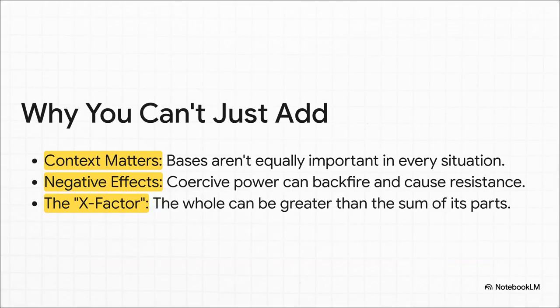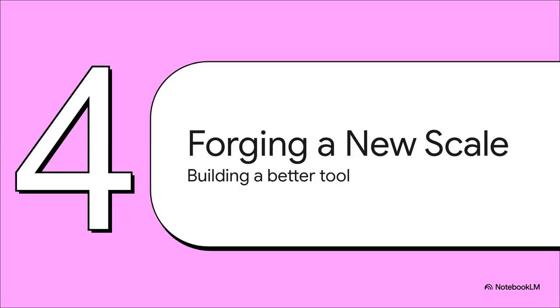So why doesn't the simple math work? Well, a few reasons. First, context is everything. A CEO's legitimate power just isn't the same as a brilliant scientist's expert power. They aren't interchangeable units. Second, some power can actually backfire. Use too much coercive power, threats, and you don't get compliance, you get resistance. And finally, there's this X factor, the idea that our brains don't just use a checklist. Maybe, just maybe, the whole is greater than the sum of its parts. So, if the old tool is broken, what do we do?